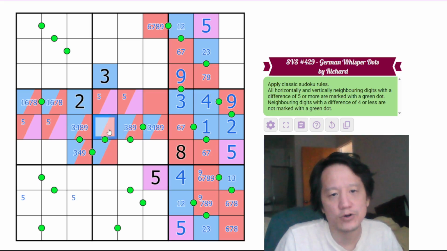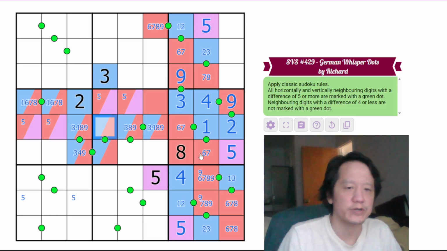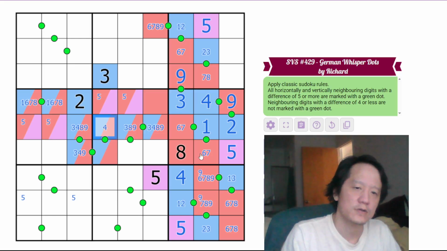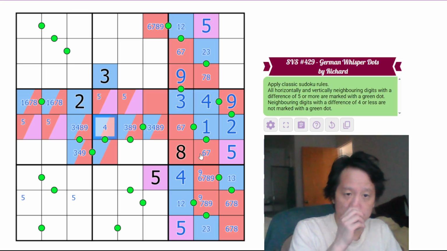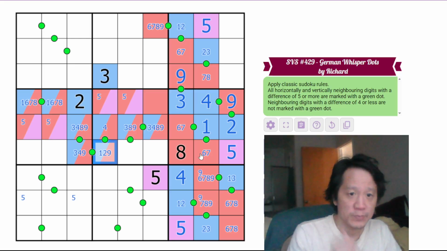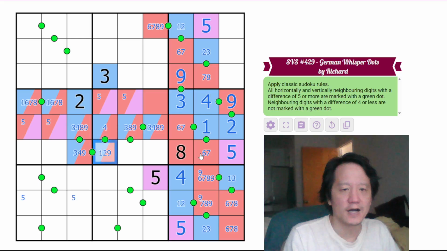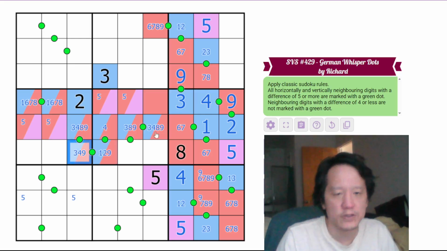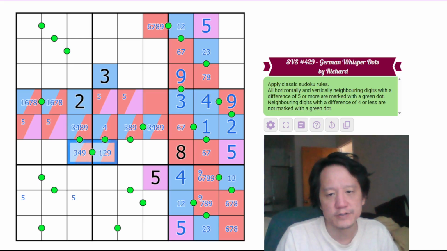This can't be 1 or 2, so if this is low, it's a 4. Otherwise, this could be 1 or 2 here. So if this is 4, this has to be 9. If this is high, this is obviously 1 or 2. So one of these has to be a 9, guaranteed.